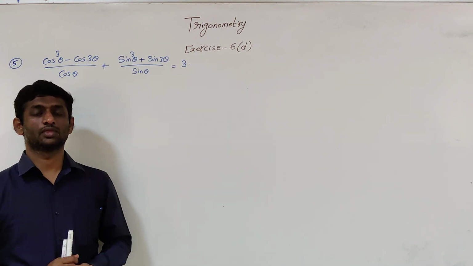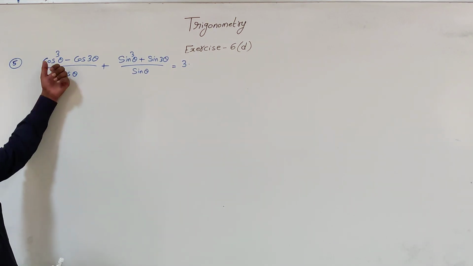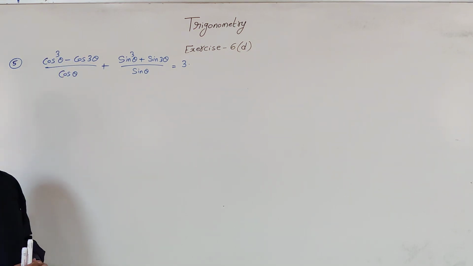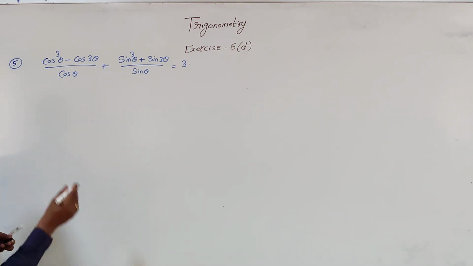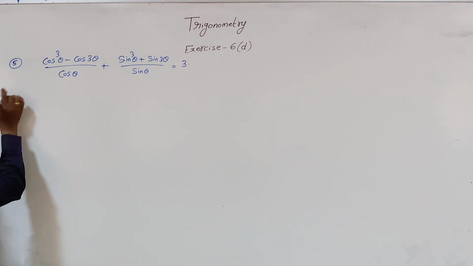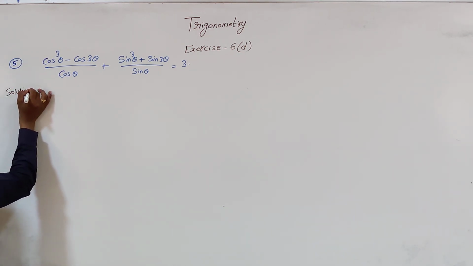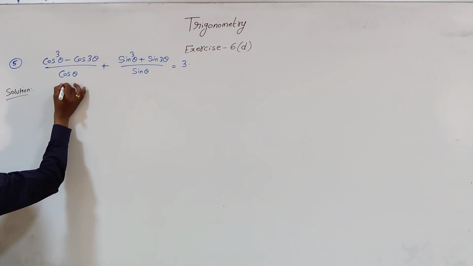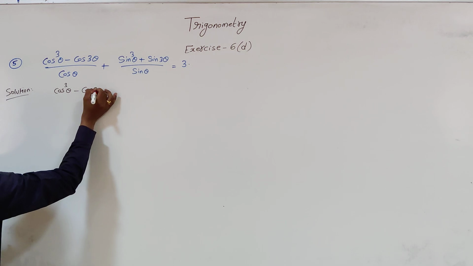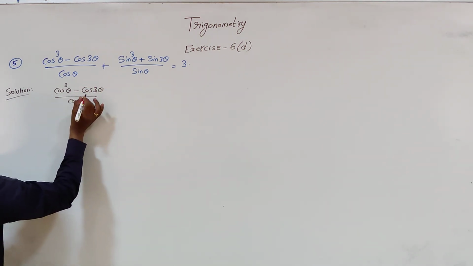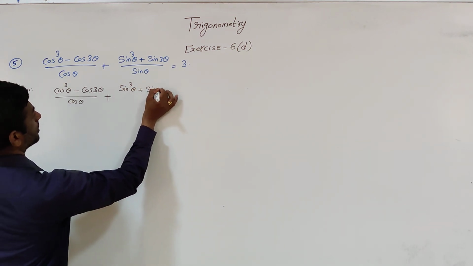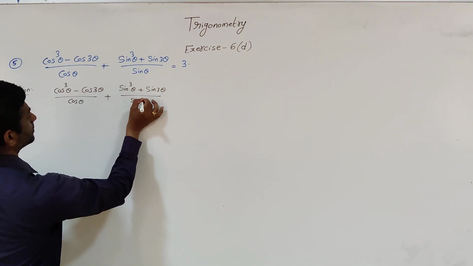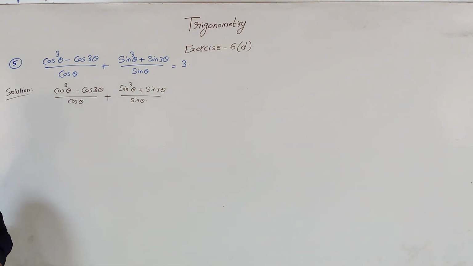Next problem. The next problem is: prove that (cos cube theta minus cos 3 theta) by cos theta plus (sin cube theta plus sin 3 theta) by sin theta is equal to 3. So we will see the proof. Taking the LHS, (cos cube theta minus cos 3 theta) by cos theta plus (sin cube theta plus sin 3 theta) by sin theta. As we know what cos 3 theta and sin 3 theta are, just substituting the formulas.